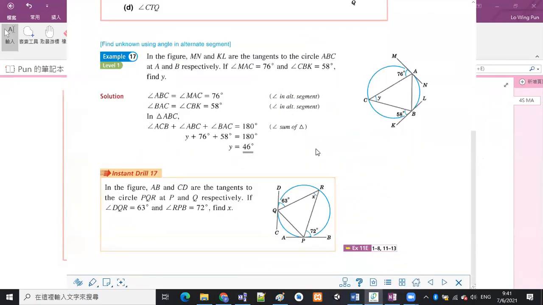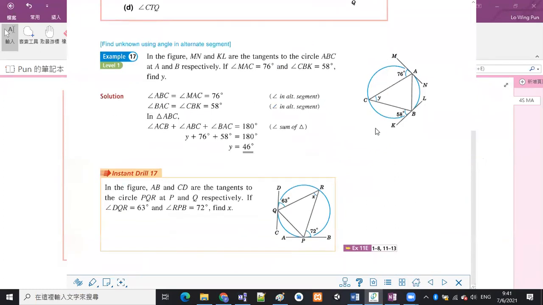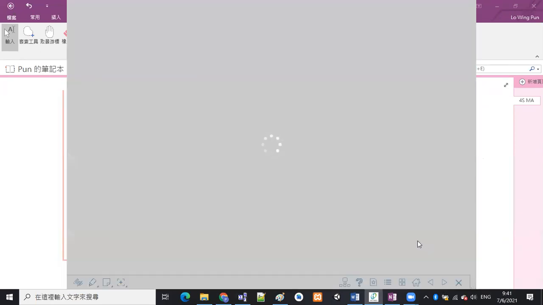Now, this time it is just a small reason, so I won't go through more examples. So I would like you to do the instant drill number 17 and 18.